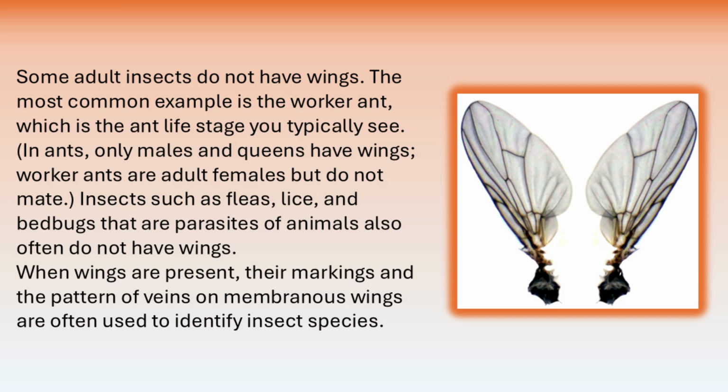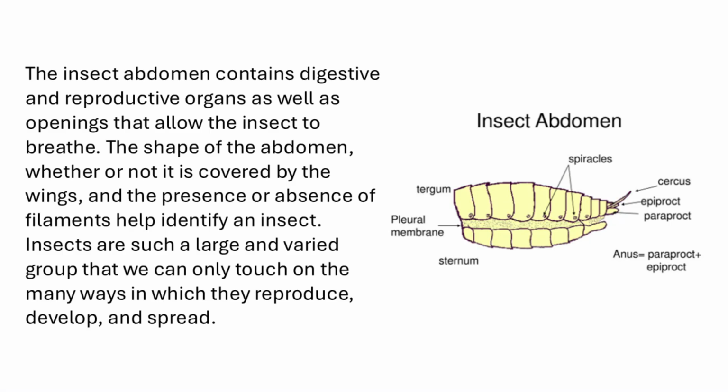When wings are present, their markings and the patterns of veins on membranous wings are often used to identify insect species. The insect abdomen contains digestive and reproductive organs as well as openings that allow the insect to breathe. The shape of the abdomen, whether or not it is covered by the wings, and the presence or absence of filaments help identify an insect.